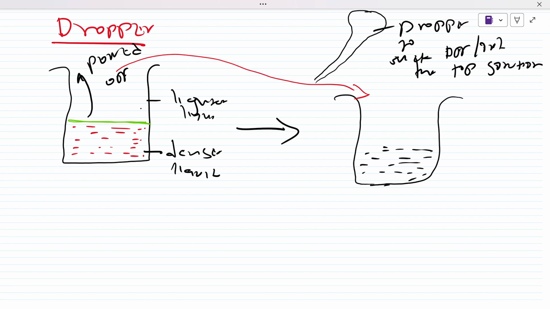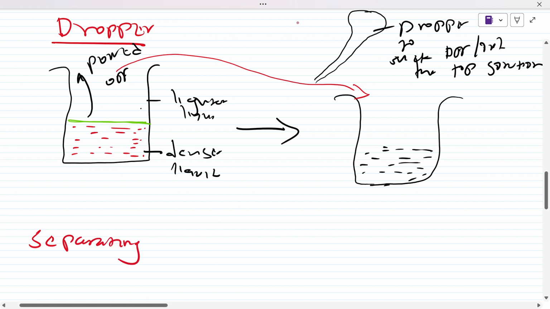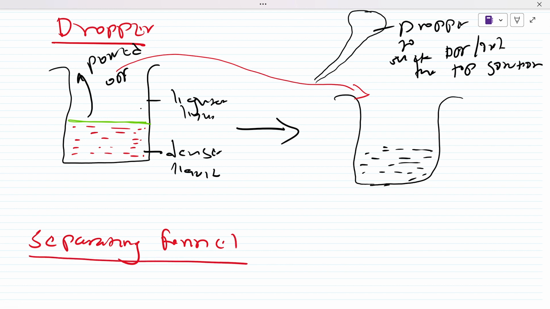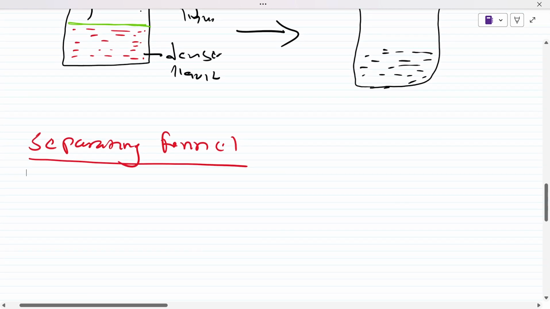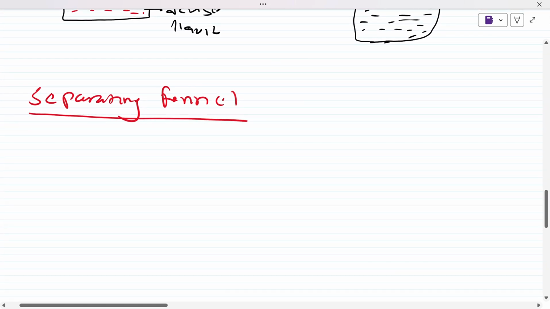But majorly, in chemistry, a separating funnel is used. A separating funnel is used majorly in chemistry to separate immiscible liquid-liquid mixtures. And this is how a separating funnel looks like. It is always drawn in a funny way.